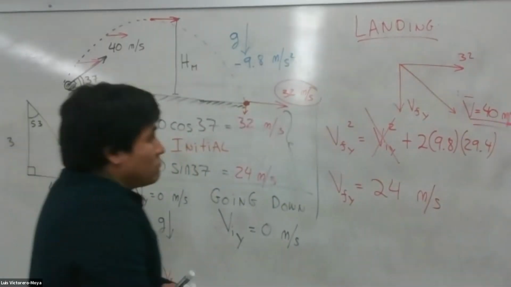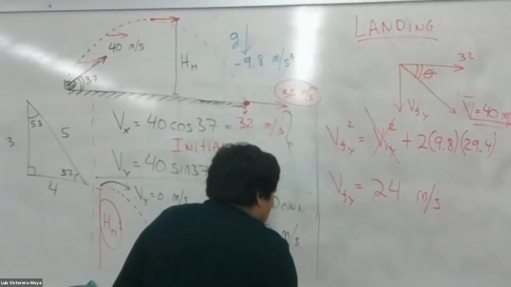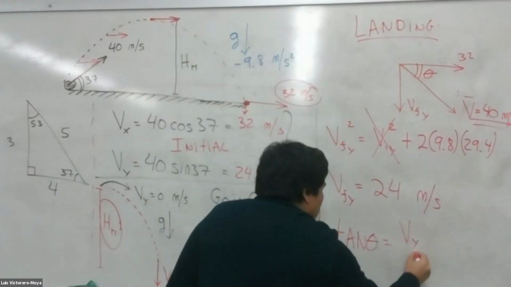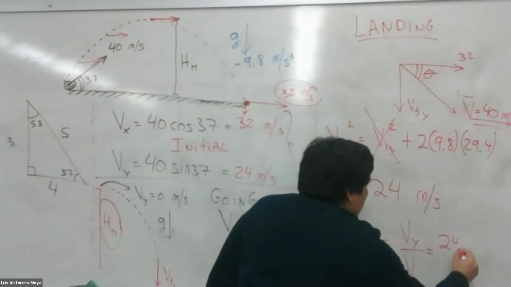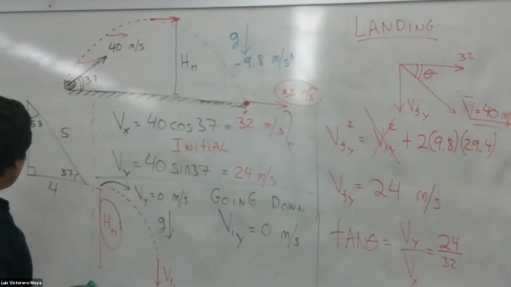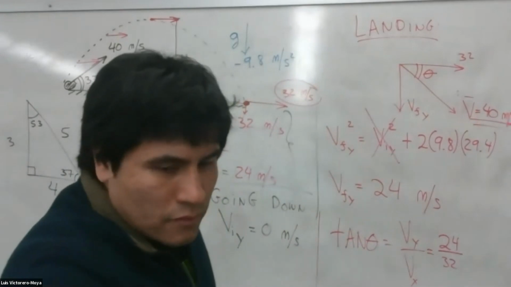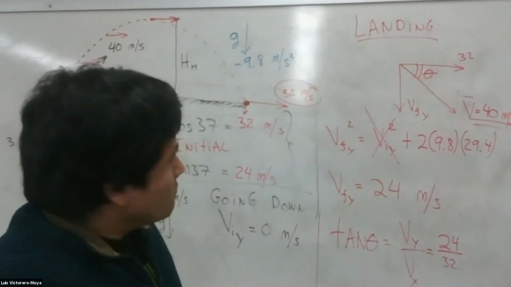How about the angle that we just did, right? This angle theta. Tangent of theta is dy over Vx, 24 over 32, and it will give you 37 degrees. So give you 37 degrees. So that's a problem on projectile motion, guys. We're going over the web assign later.